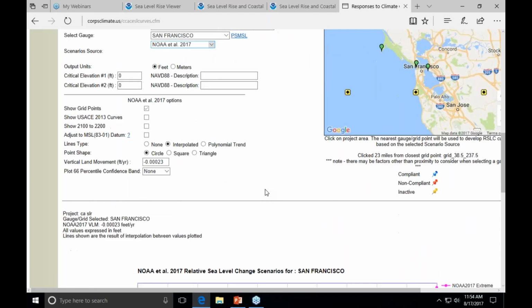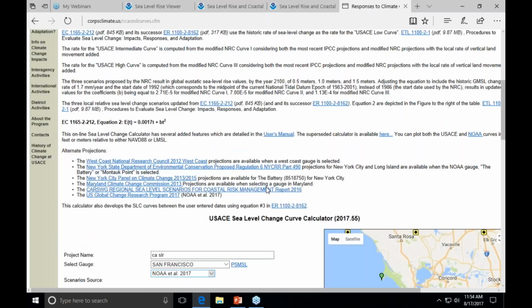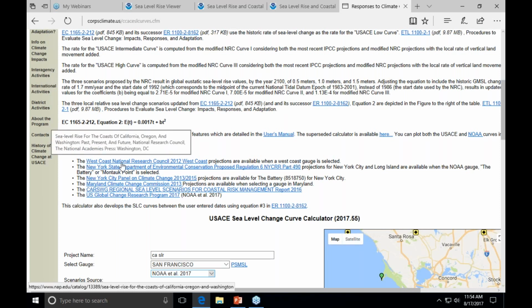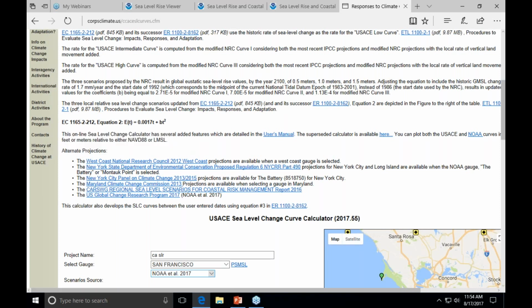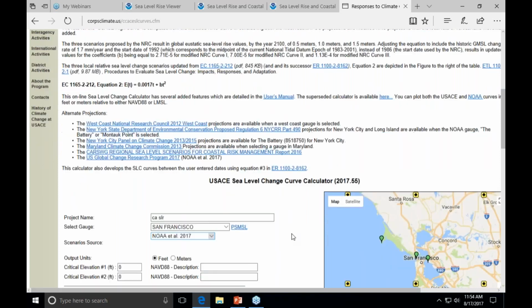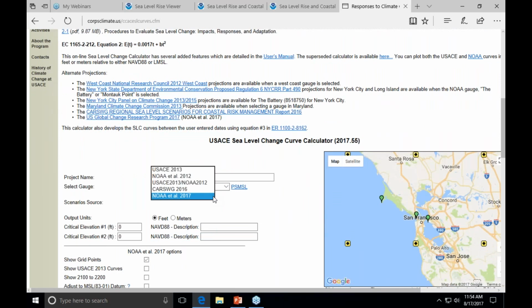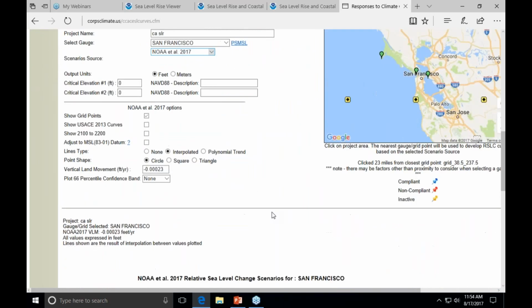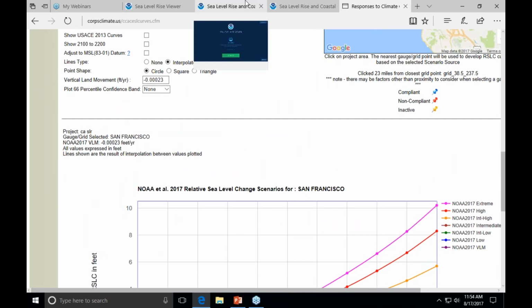I thought the NRC scenarios were in here too. Right, but I thought we could select them. Anyway, I thought you could. I don't know. Any other questions?